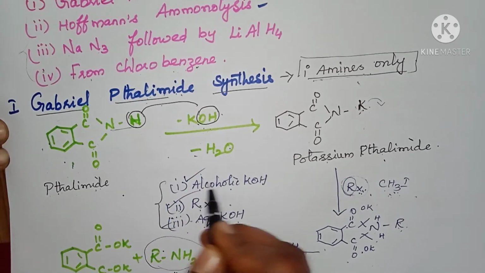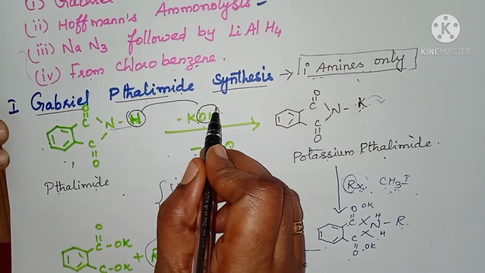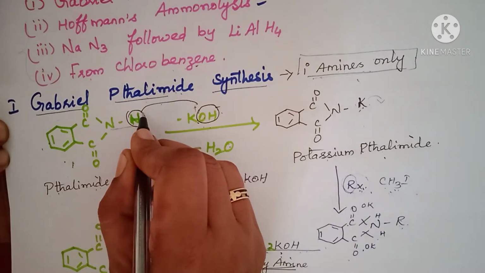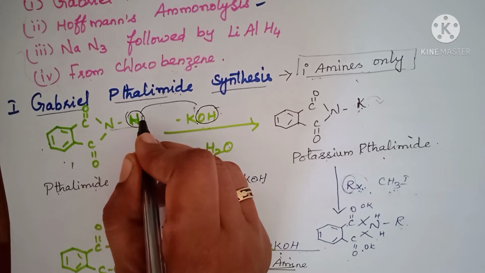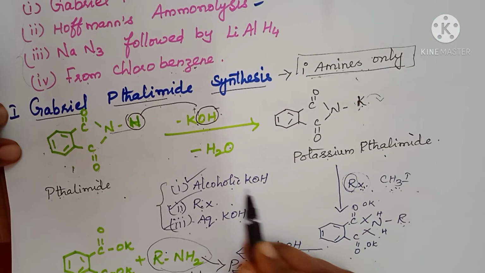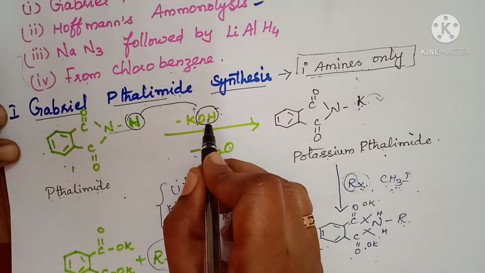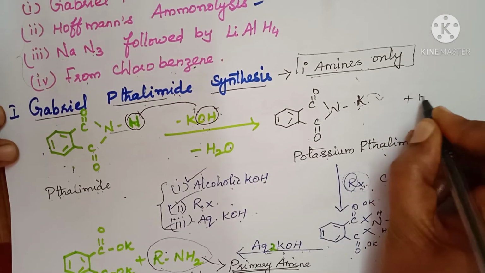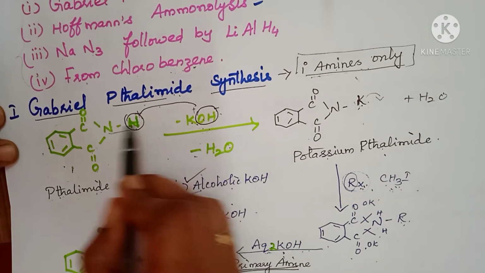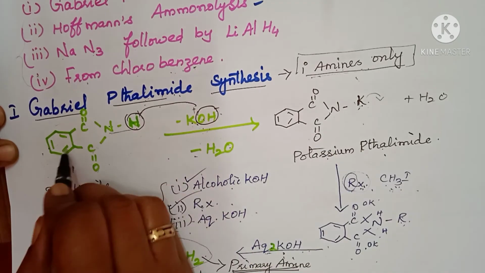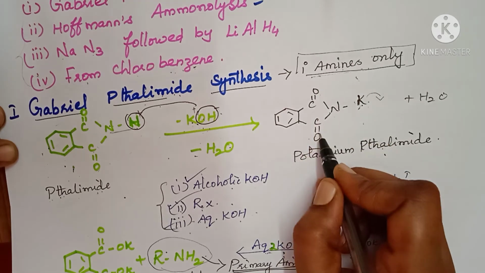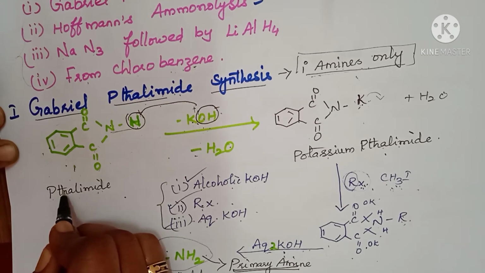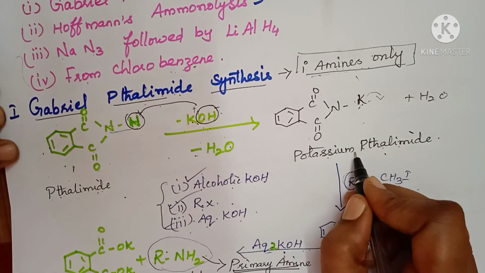So Thalimide reacted with alcoholic KOH. What happened? This OH minus ion and this H plus ion combine together, and you get the water form, H2O. Then this K is going to join. Just bring the compound as it is, C double bond O, C double bond O, N, K. So this is the potassium thalimide compound. You are getting potassium thalimide.